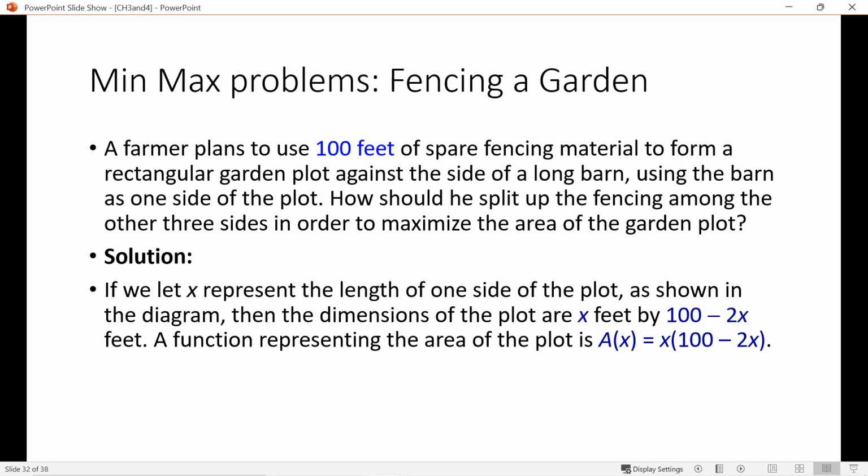So two sides are x and the other side is 100 minus 2x, which is what's left of our fencing. Then really the side against the barn is also 100 minus 2x. So our area is going to be x times 100 minus 2x. So what we want to do is maximize the area of the garden plot.